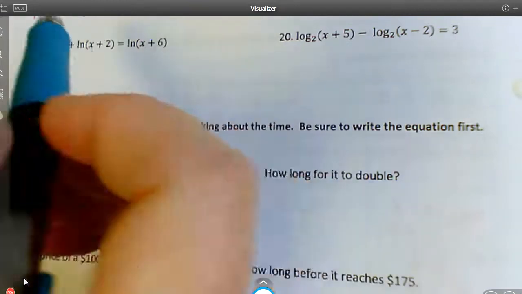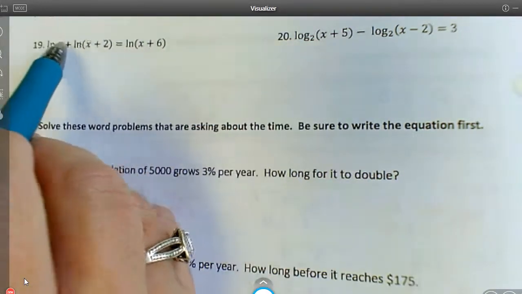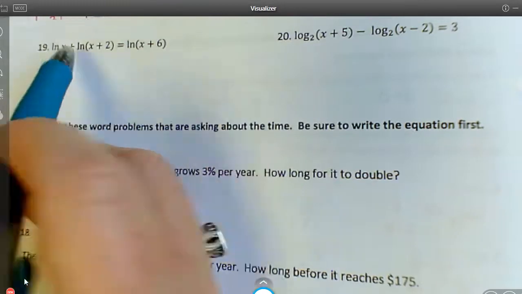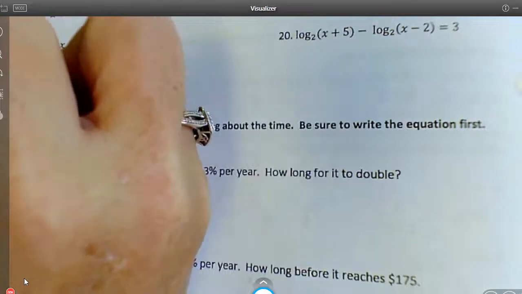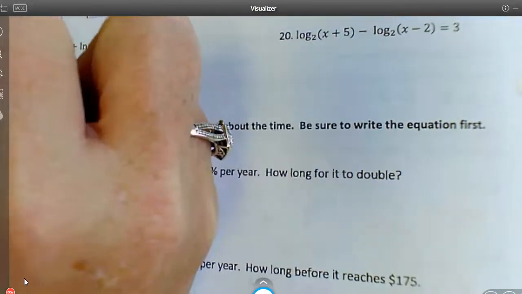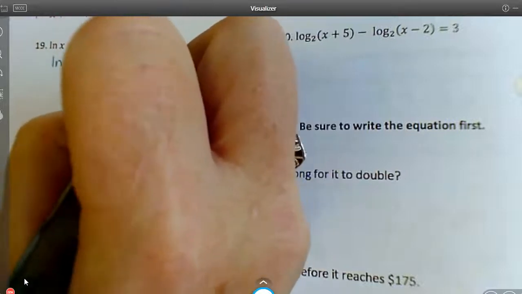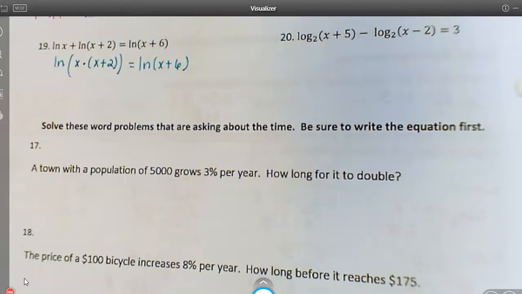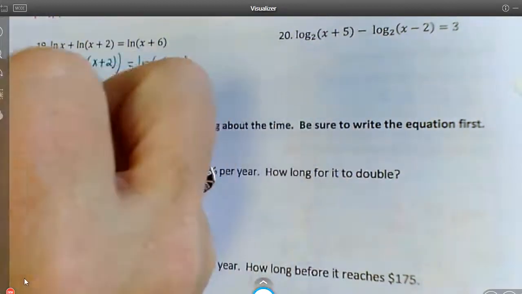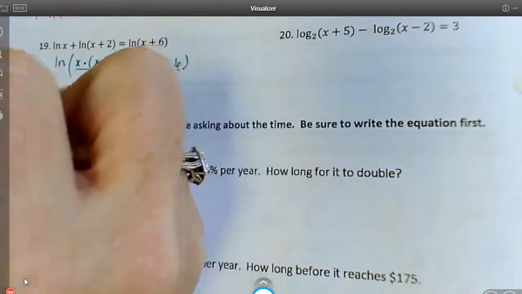Okay? So what do I know about two logs or natural logs when there's a plus between them? What can I do? Multiply. So I can make this natural log of x times x plus 2 and equal it to natural log of x plus 6. That's using a log property because I put those two natural logs together. Now, by doing that, I have a natural log of something equals natural log of something else. And that's kind of nice because now I can just say that these two things are equal to each other.